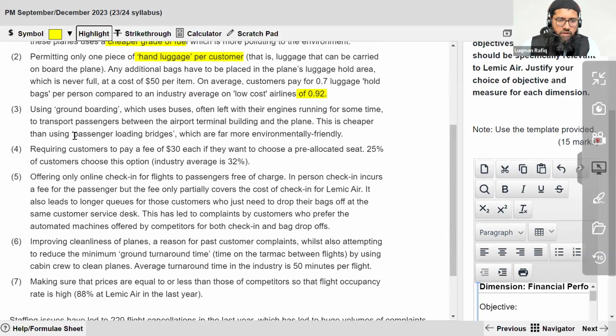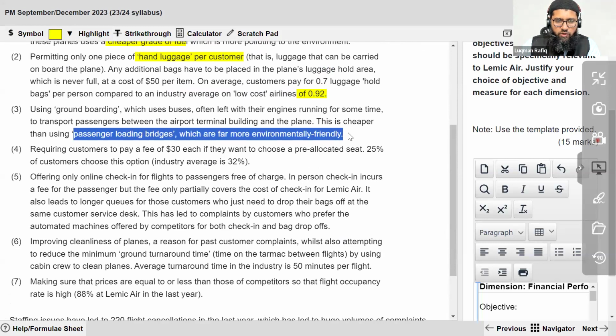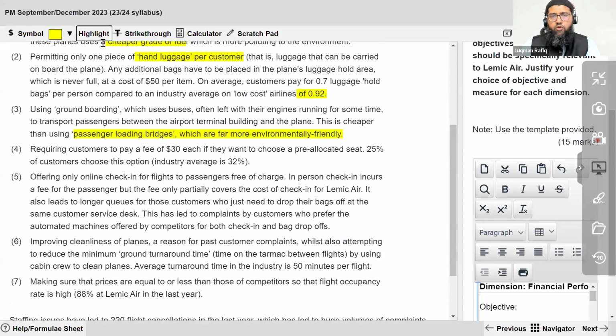This is cheaper than using passenger loading bridges, which are far more environmentally friendly. So they're using buses, which are not environmentally friendly, because passenger loading bridges are expensive and the buses are cheaper.